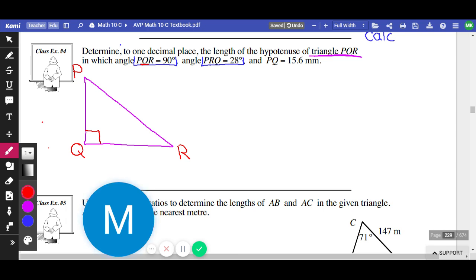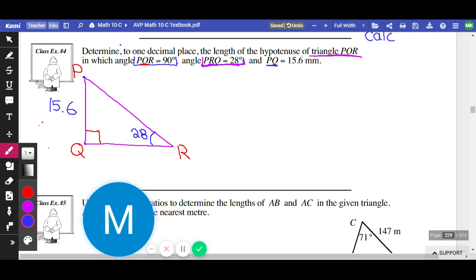This one right here, that means they're telling you what? Angle R is 28. Looking down here, that means this is 28. And PQ, that means the distance from P to Q is 15.6. So we took all that math language, we turned it into a triangle where we've labeled it all out beautifully.